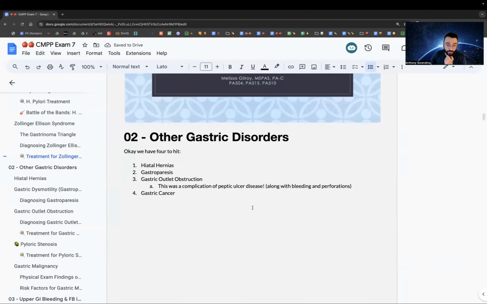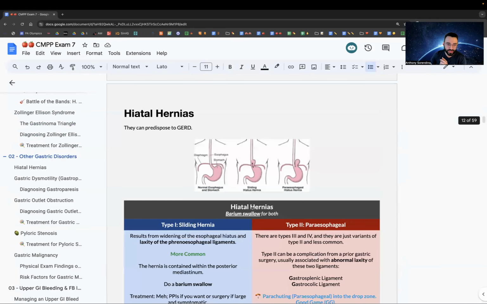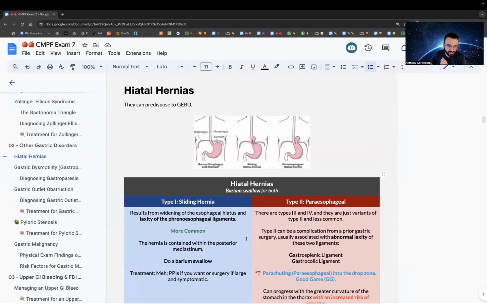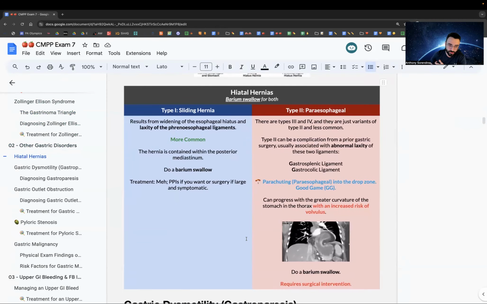So let's go right into other gastric disorders. We're going to hit hiatal hernias, gastroparesis, gastric outlet obstruction, and gastric cancer. All right. So hiatal hernias, they can predispose you to GERD. There's two types, and you should definitely know the difference. So the first one, more common, it's the sliding hernia. So more common, like a slide at a playground.